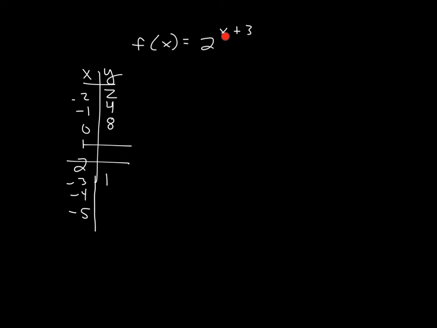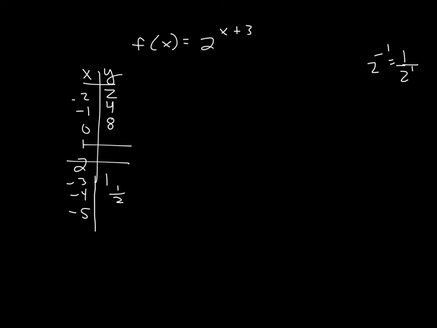-4. -4 plus 3 is -1. 2 to the -1, I'll do it over the side again. 2 to the -1 is 1 over 2 to the 1, which is a half. And see, now we're getting our fractions. We need fractions so we can feel what's happening to this graph.